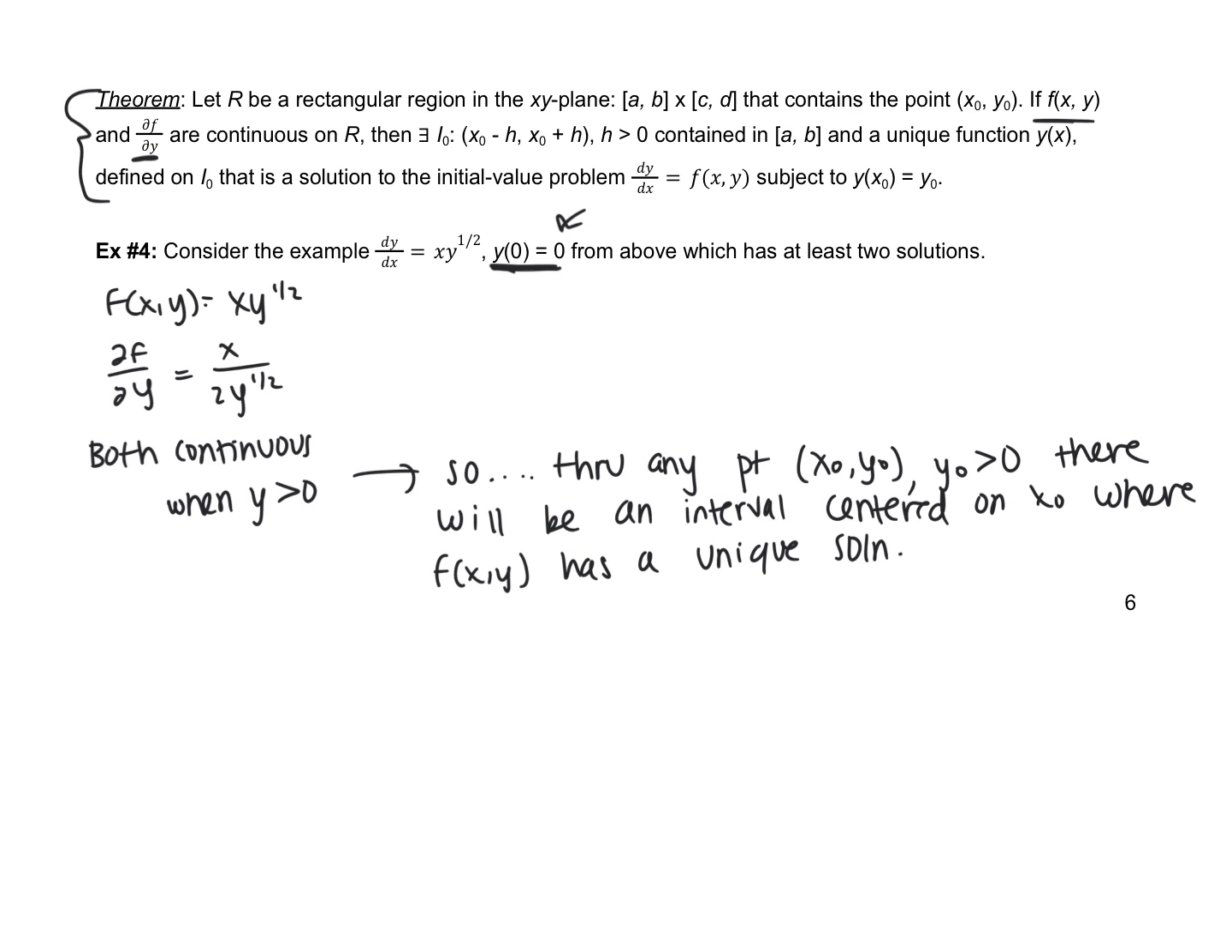Okay, so for example, if we consider that same equation, but now the condition is that y of 2 is equal to 1, because this 1 is greater than 0, we know that a solution exists and it is unique.